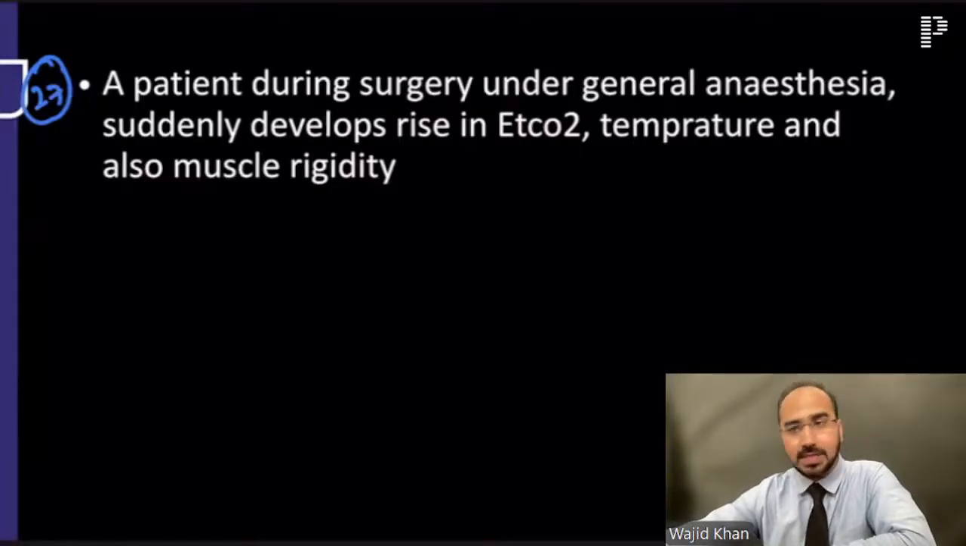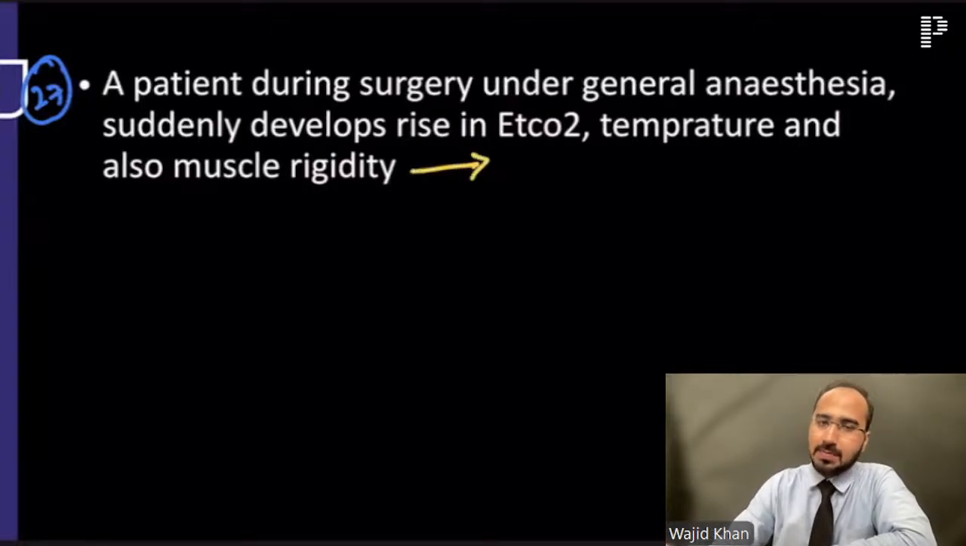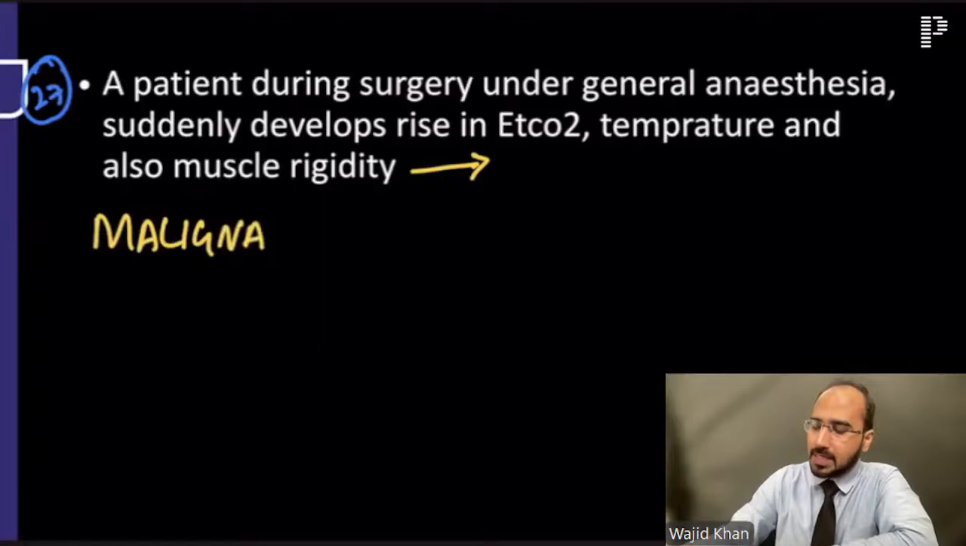and also muscle rigidity. All these features strike towards what diagnosis? Under general anesthesia, the patient is developing these features. Come on, guys. This gives you a diagnosis of, just now I told you, malignant hyperthermia. In malignant hyperthermia, you will see muscle rigidity. Remember, malignant hyperthermia is an autosomal dominant condition.